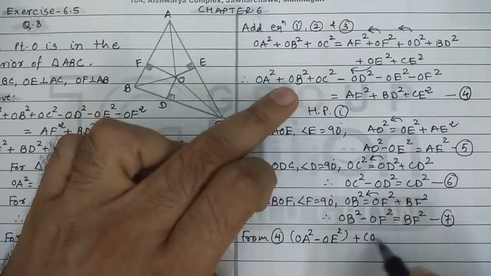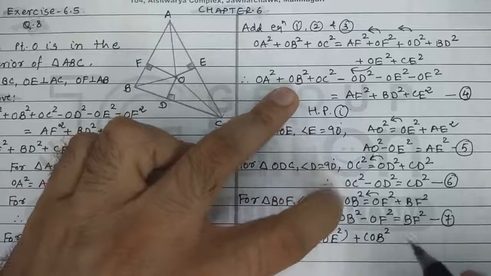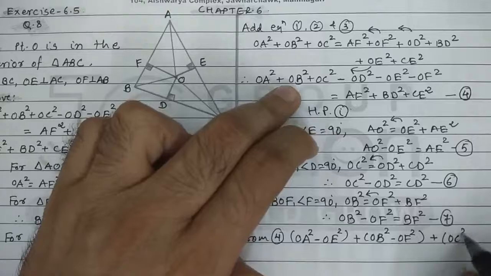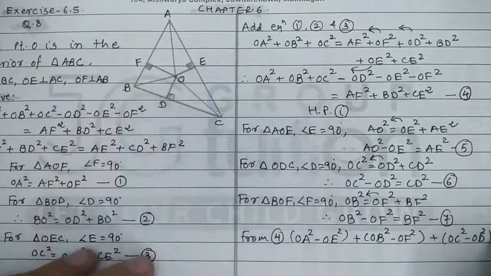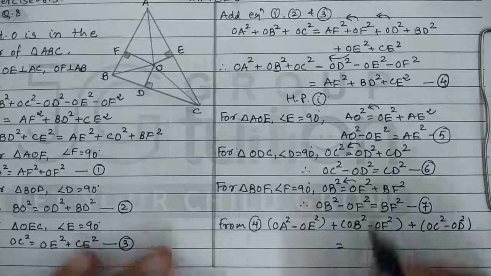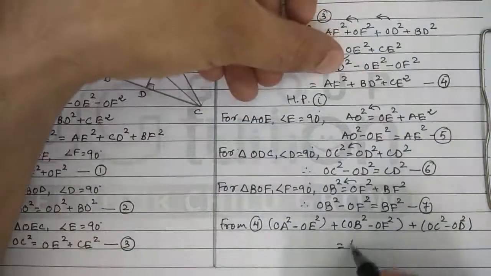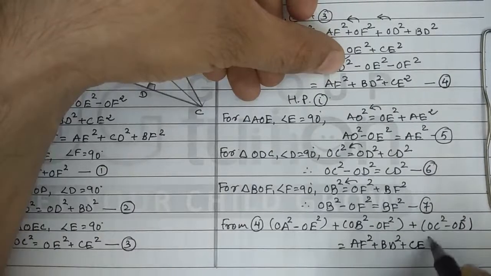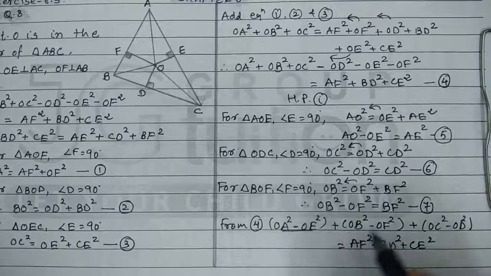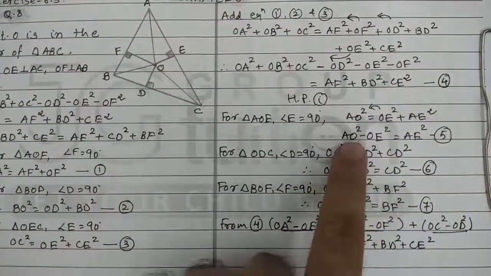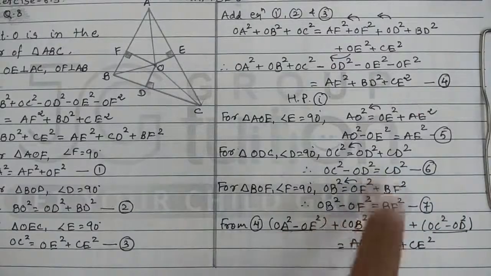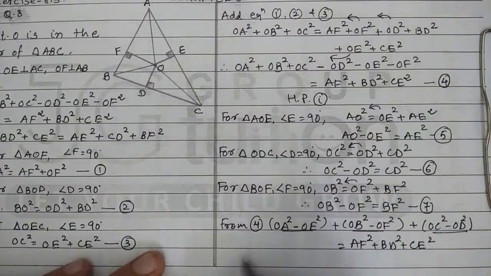Now the second pair is OB square. मुझे OB square के साथ OF square चाहिए. And the third OC square minus OD square. So I am making the pair from equation 4, which is equals to right hand side AF square plus BD square plus CE square. Now for all these values which I have written into the bracket, you observe from equation 5, 6 and 7, AO square minus OE square is AE square. Same way from 6 and 7. So we can write this value here.